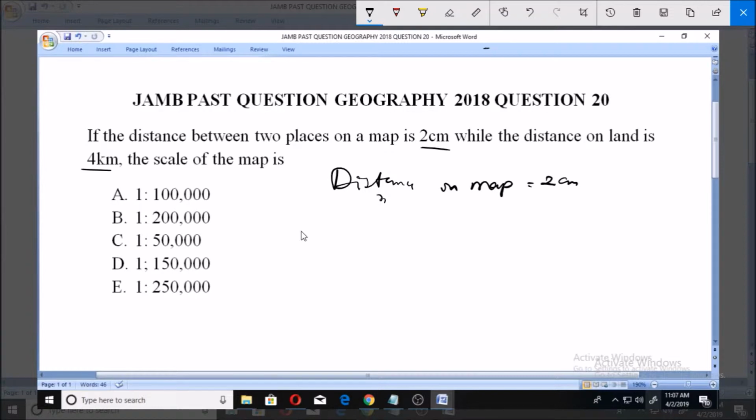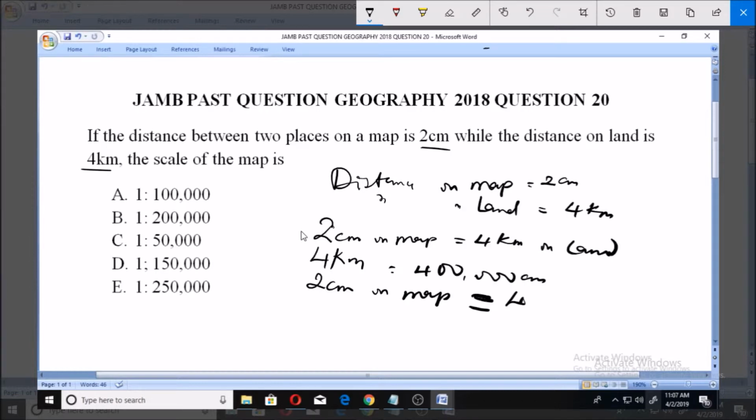Now, we all know that 4 kilometers is the same thing as saying 400,000 cm. So in essence, we are actually having 2 cm on map as against, instead of 4 kilometers, we are now having 400,000 cm on land. You see that we are trying to bring cm to be cm on both sides.